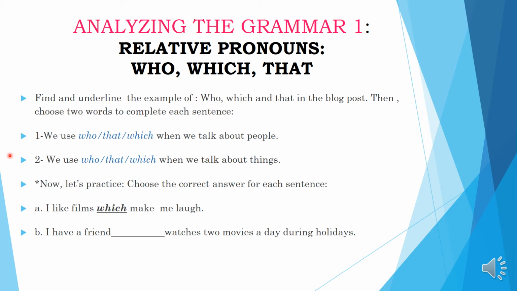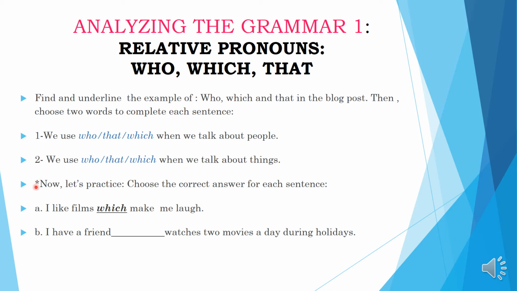But what happens if you find a thing? Is it the same for talking about things? Well, let's see the following example, and it says we use who, that, and which when we talk about things. In this case, we have to use the word which. And a possible relative pronoun as well in this part is that. Okay, these are going to be used when we talk about things.